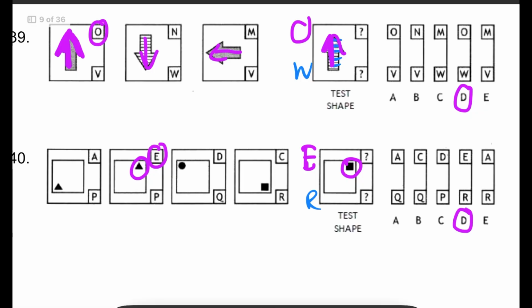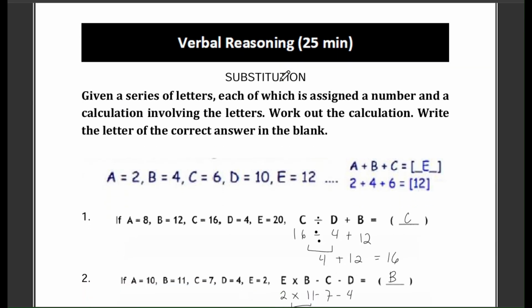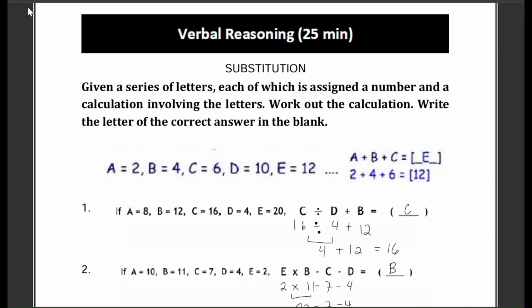Thanks. On the verbal reasoning section, and specifically substitution. Question 1. If A equals 8, B equals 12, C equals 16, D equals 4, E equals 20, what is C divided by D plus B? Our options are A, B, C, D, E. The correct answer is C.